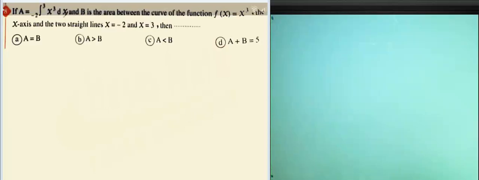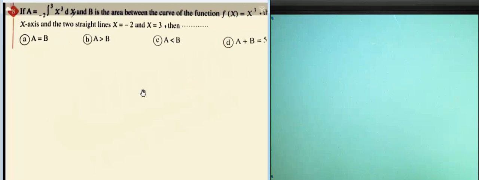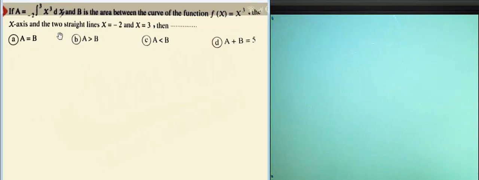Question 8. If A equals the integration from negative 2 to 3 of x power 3 dx, and B is the area between the curve of the function f of x equals x power 3, the x-axis, and the two straight lines x equals negative 2 and x equals 3, then we want to find the relation between A and B.